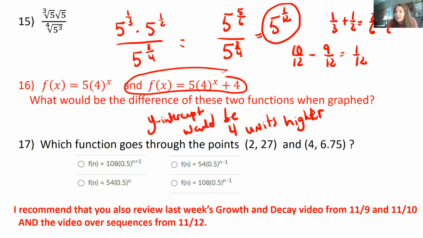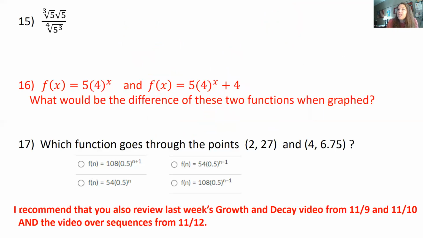All right, number 17, I'm going to clear all this stuff off the screen because you can always go back on the video. So number 17, which function goes through the points (2, 27) and (4, 6.75)? So basically, imagine that we have a t-chart and it's given us 2 points. So we have (2, 27) and (4, 6.75). This would be n, and this would be f of n.